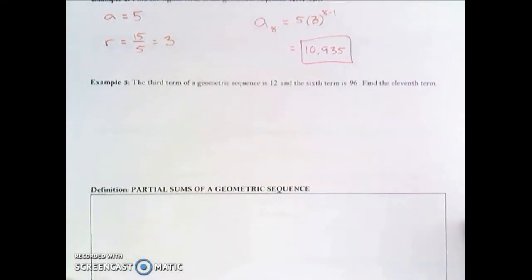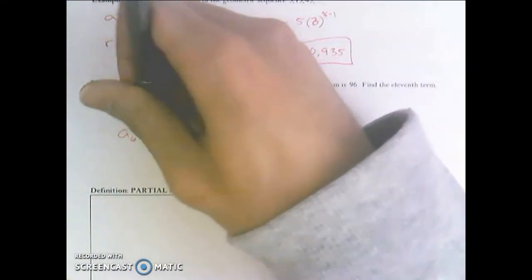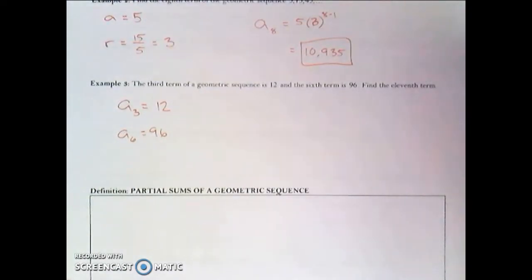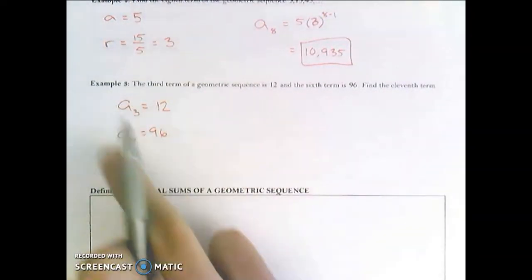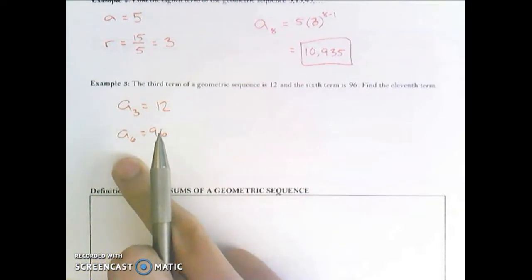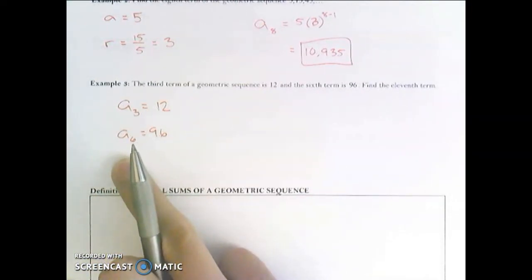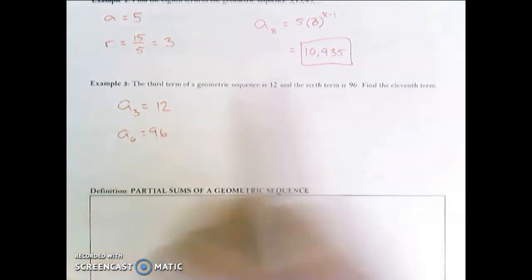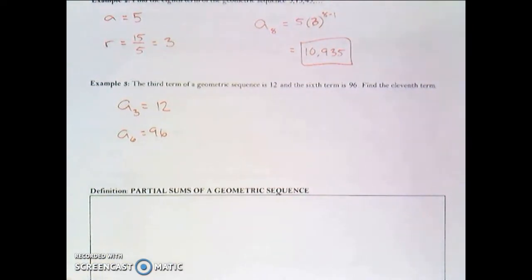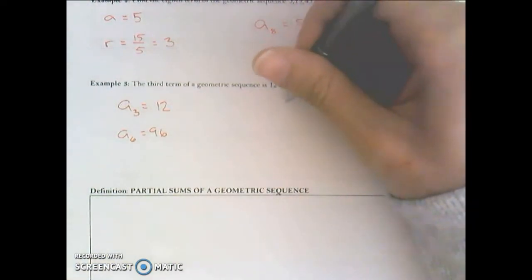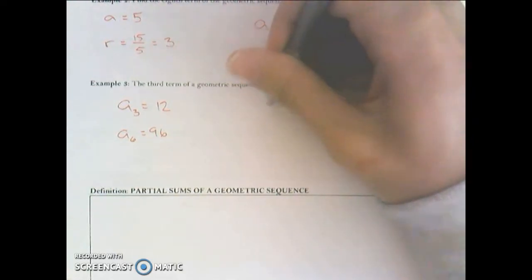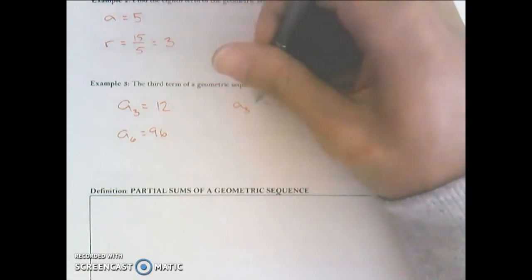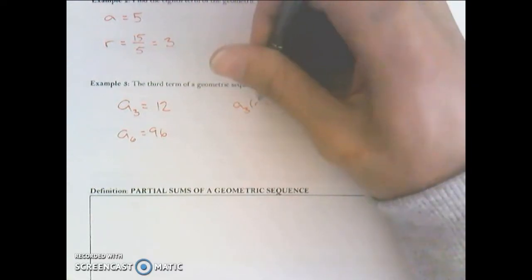Next up, we've got the 3rd term of a geometric sequence, a3, is 12, and the 6th term, a6, is 96. And I want the 11th term. So what do we know? How do we get from a3 to a6? Well, in a geometric sequence, every successive term is multiplied by the common ratio r. So in order to go 3 steps in this sequence, from 3 to 6, we have to multiply by r 3 times. So we know that a6 is equal to a3 times r cubed, or r times r 3 times.